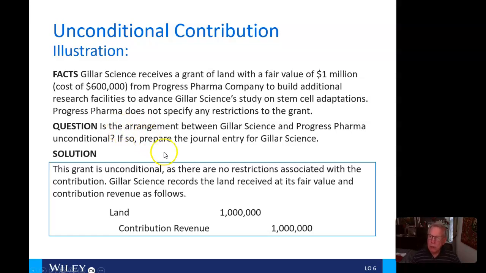The question is, is the arrangement between Giller Science and Progress Pharma unconditional? If so, prepare the journal entry. This is unconditional because there are no restrictions associated with the contribution. Giller Science records the land received at its fair value and contribution revenue as follows. Here's the land for $1 million. We debit that. Contribution revenue, $1 million.